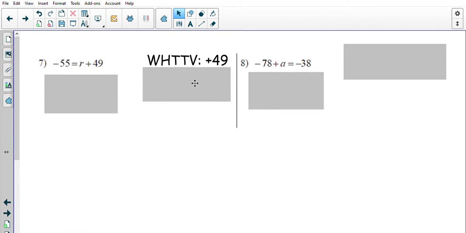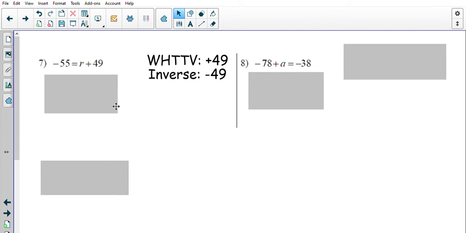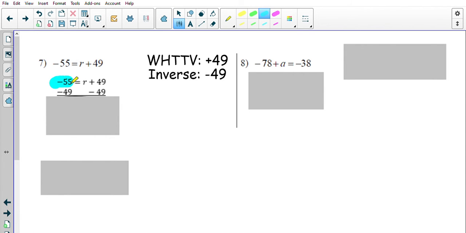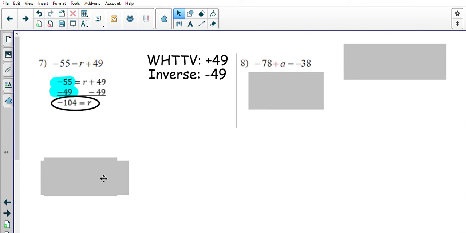What's happening to the variable is we're adding by 49. The inverse is to subtract by 49. So I'm going to subtract 49 from both sides. It's going to cancel out on the right. On the left, that's what I'm plugging into my calculator. Negative 55 minus 49. I cannot stress enough to make sure you're practicing plugging this into your calculator, because a lot of times students have the correct work, but their solution is wrong because they're not sure how to plug it into the calculators correctly. You should get r equals negative 104 or negative 104 equals r.